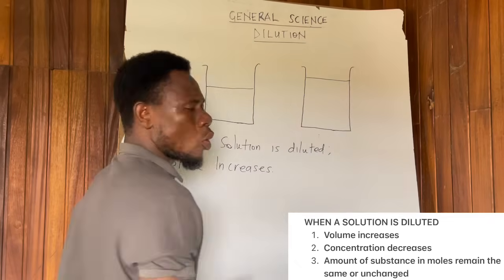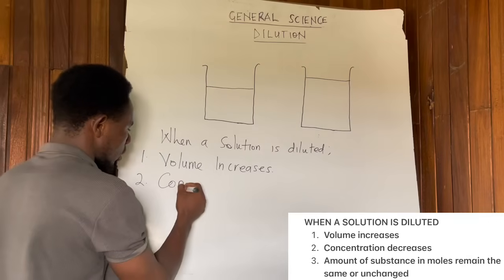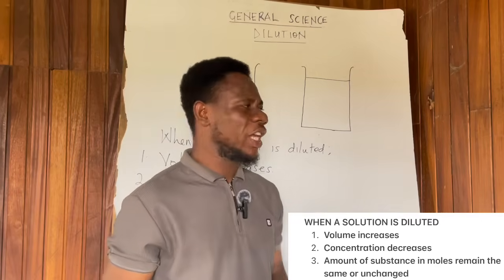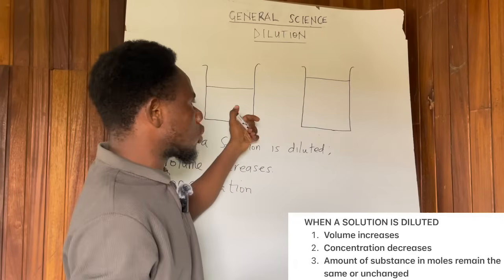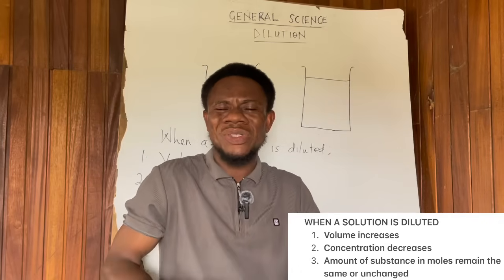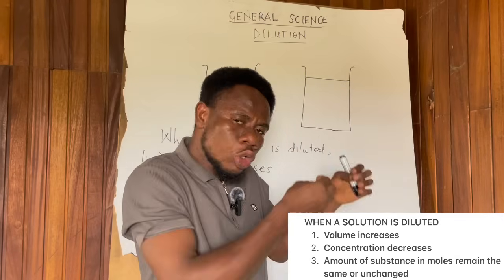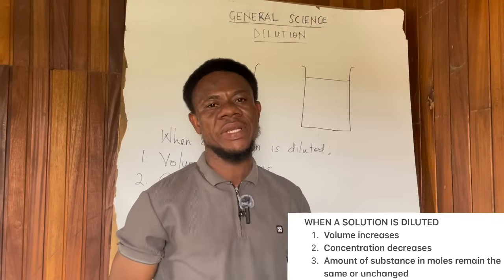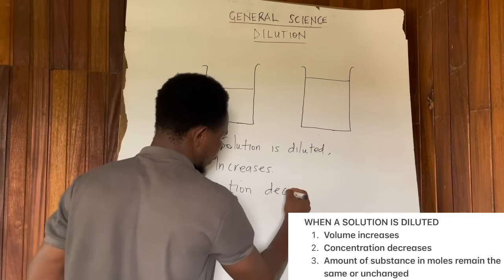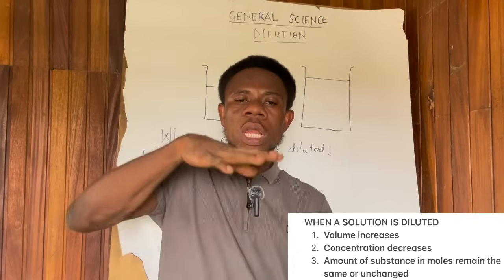Now, what will also happen to the concentration? The concentration of this palm nut soup, or this stock solution here, is talking about, let me say, the taste of my palm nut soup. So what will happen to the taste of my palm nut soup after I have added distilled water to the solution? Don't forget, the taste will decrease. The palm nut soup taste will decrease. So concentration decreases. The concentration of my stock solution will decrease.